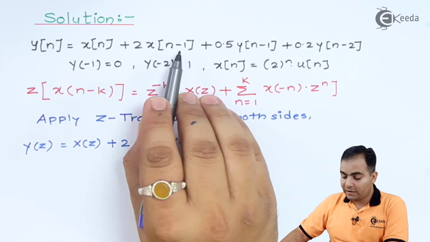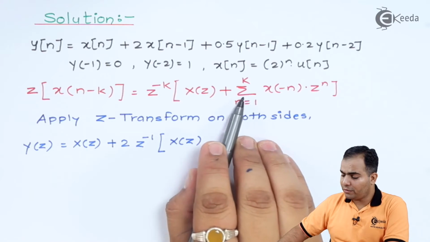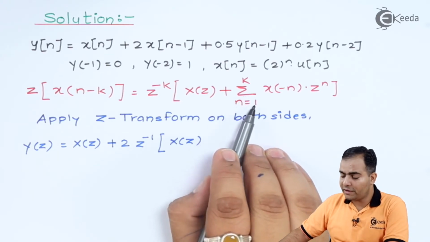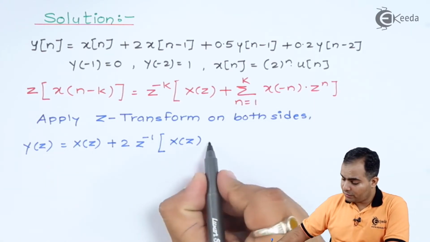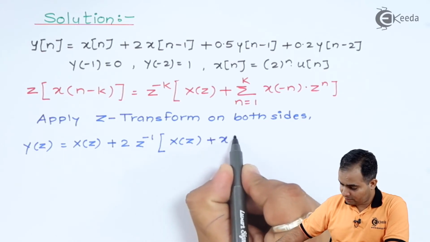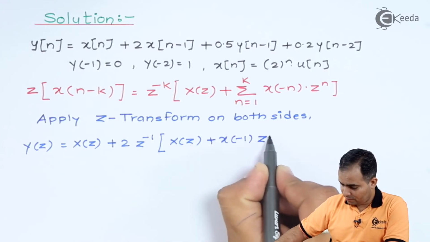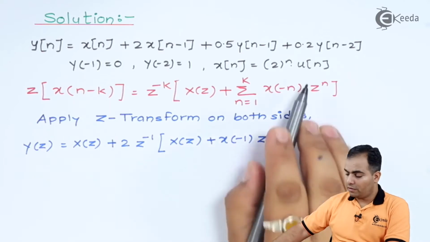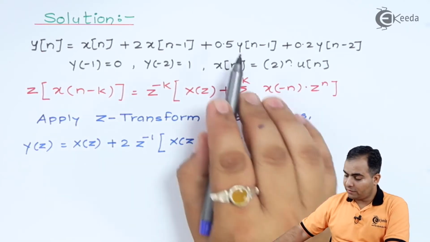Now here the k value is 1, so we are not going to use this summation value. We will directly substitute this n value in our bracket, so I can write all the n replaced by 1. Now we will move on to the next.